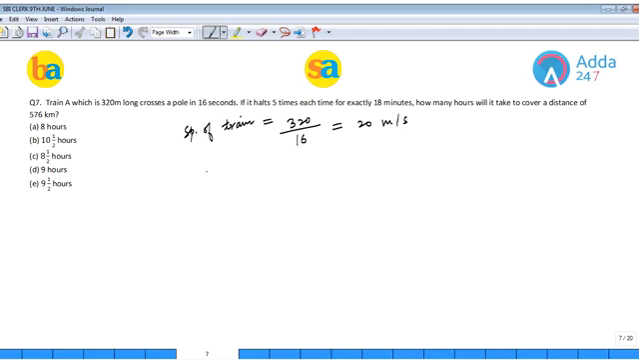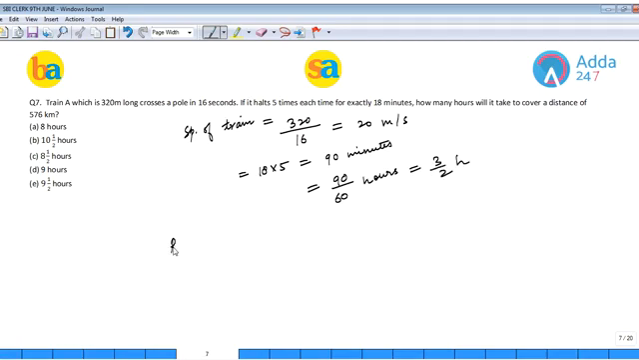Now total time of halts is equal to 18 into 5, because 18 is the time that it stops for, and it stops for 5 times. So that will be equal to 90 minutes. That will be equal to 90 upon 60 hours, equal to 3/2 hours.